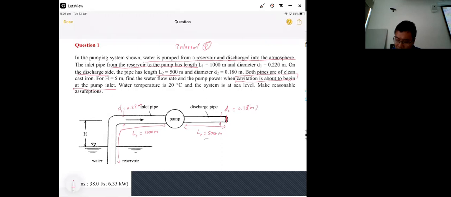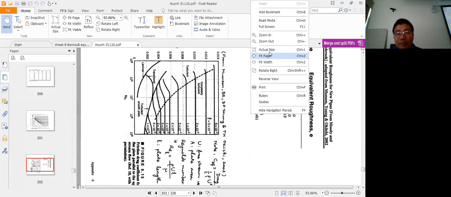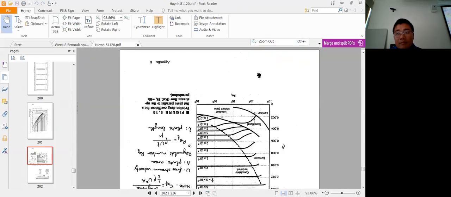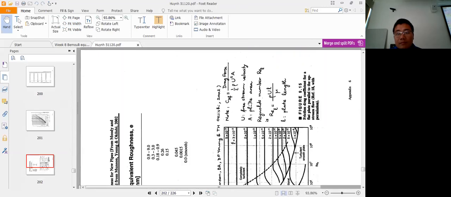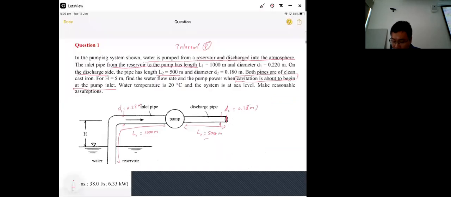Both pipes are of clean cast iron, the material. Clean cast iron means that, based on this, we will have the roughness. The roughness of cast iron is 0.26 millimeter. It means we have epsilon 0.26 millimeter, clean cast iron.